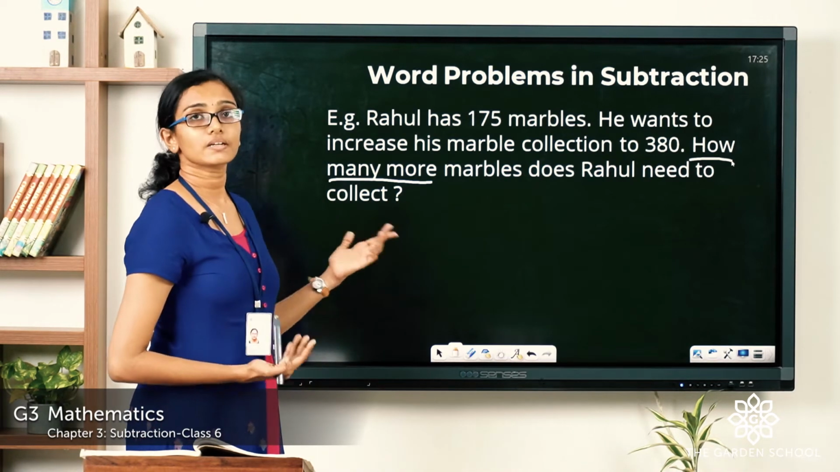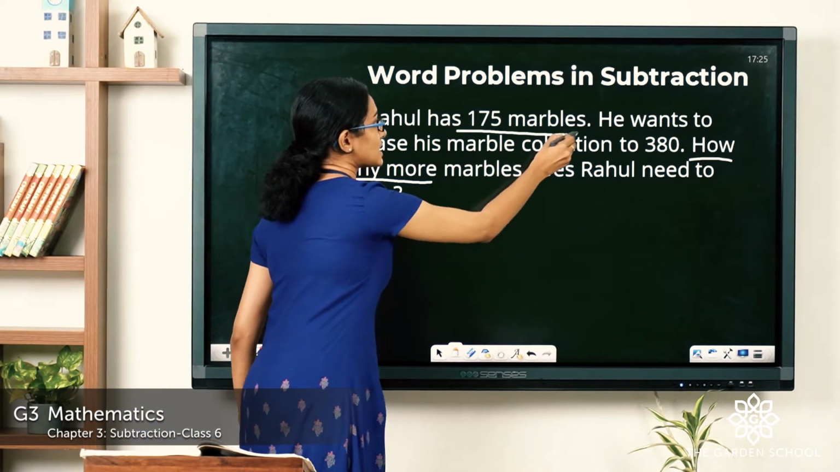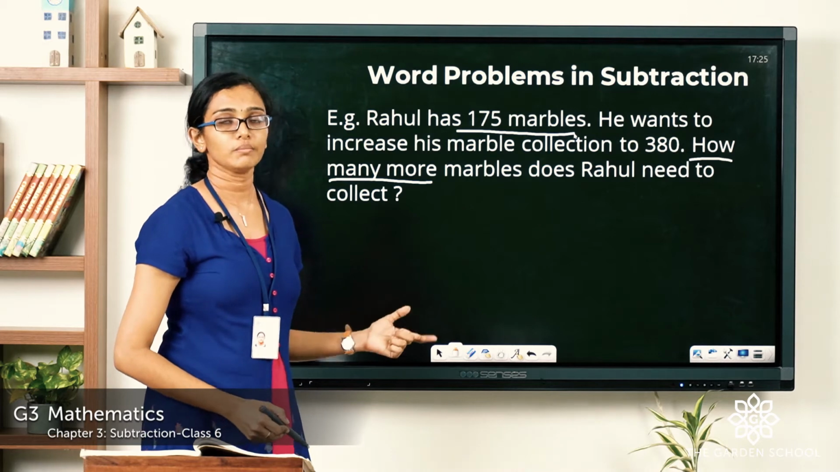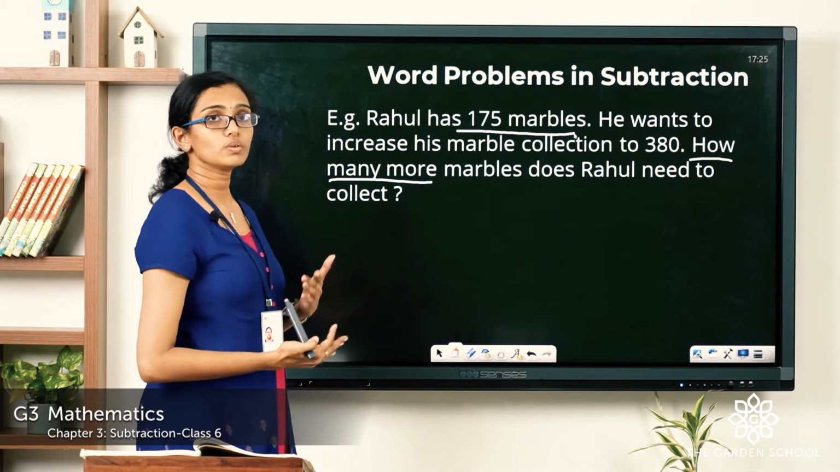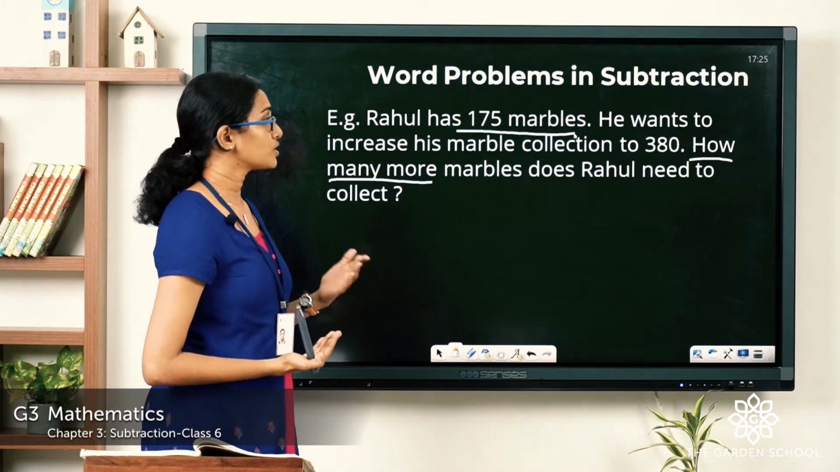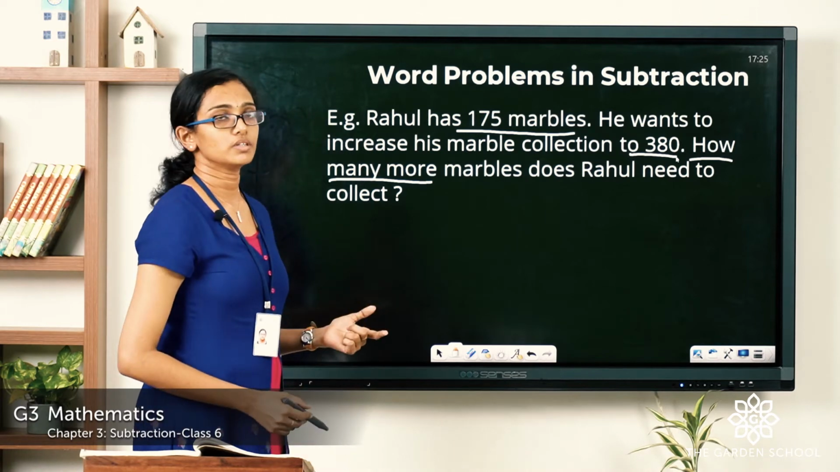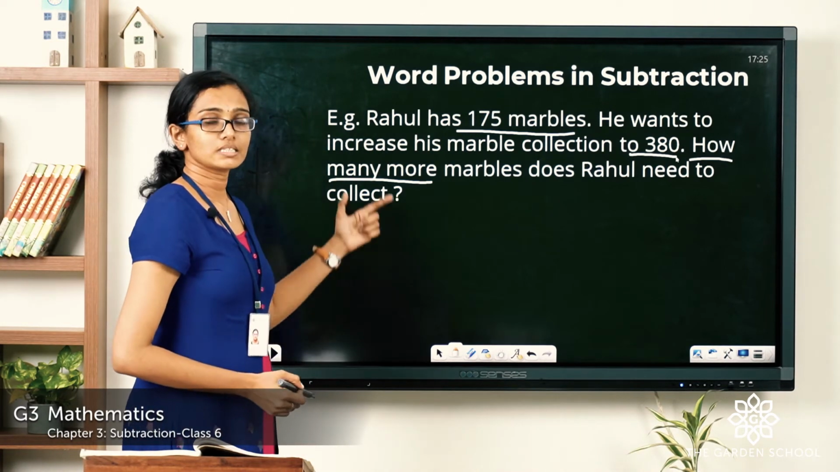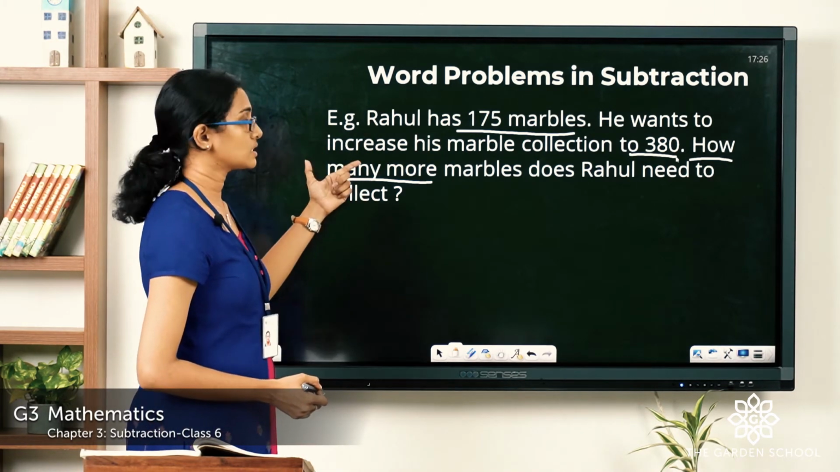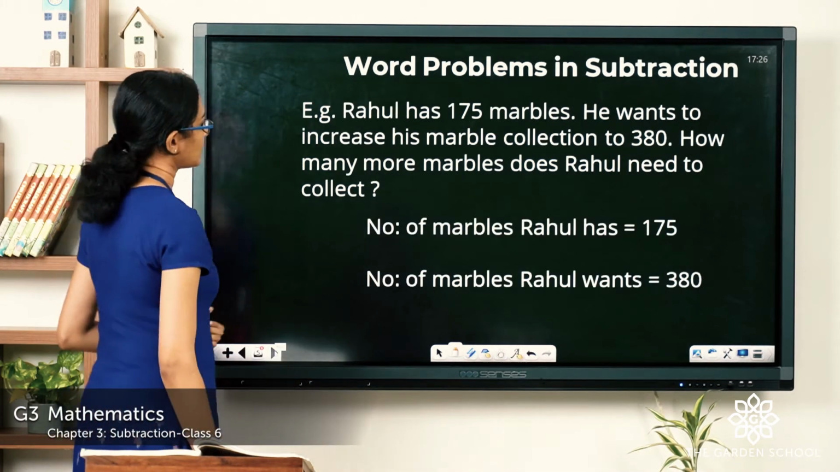So what data are given in the question? Here it is said Rahul has 175 marbles with him already, and he wants to increase the number of marbles that he has, so he wants to make it to 380 marbles. So let's write the steps for this word problem from the data given in the question.